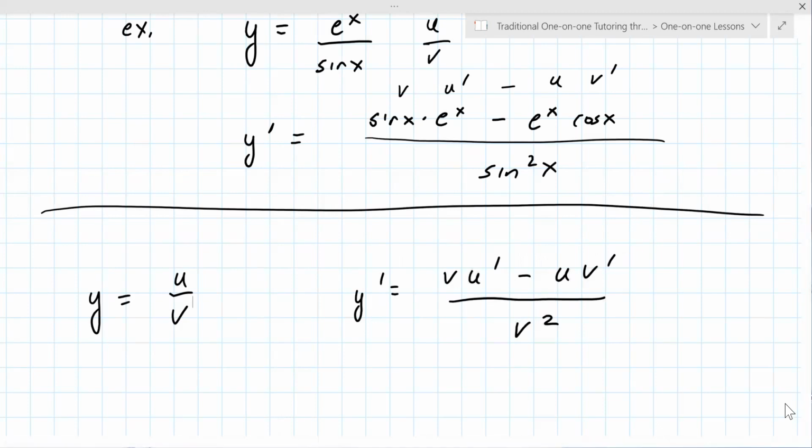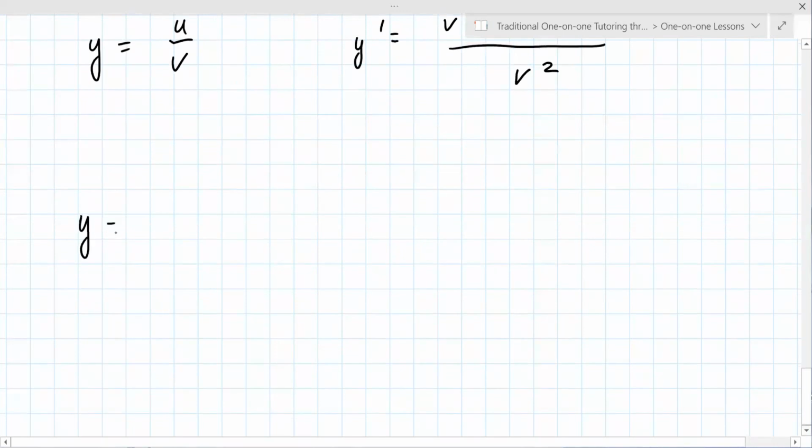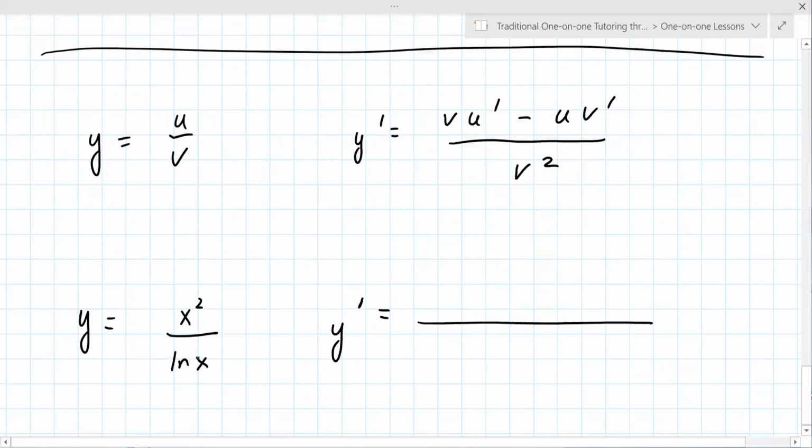All right, okay. Yes, let's try another example here. Let's say y equals x squared over natural log of x. Okay, so the derivative is, you got a v, you got to take the bottom first, natural log of x. So y prime equals natural log of x, times the derivative of the top. What's the derivative of the top? 2x. 2x minus u, which is the top, x squared, times the derivative of the bottom, 1/x, over the bottom squared.